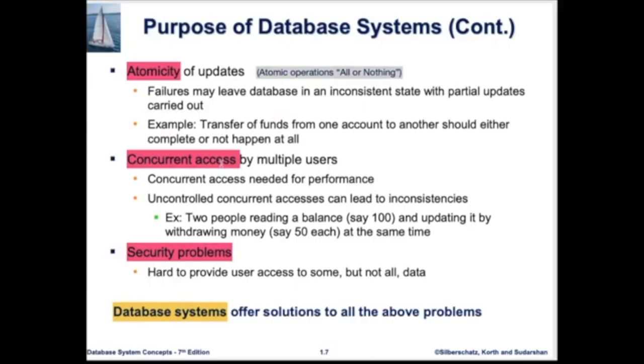So, yung last three issues naman is about atomicity, concurrent access, and security problems. So, yung atomicity naman of updates, ano ba muna yung atomicity? Atomic operations, meaning sila yung mga set of operations na either mangyayari or not at all. Yung mga ganitong types of operations na kinakailangan ng mga database applications, necessary na maging all or nothing because of some instances na hindi maiiwasan. For example, like failures may leave database in an inconsistent state with partial updates carried out.